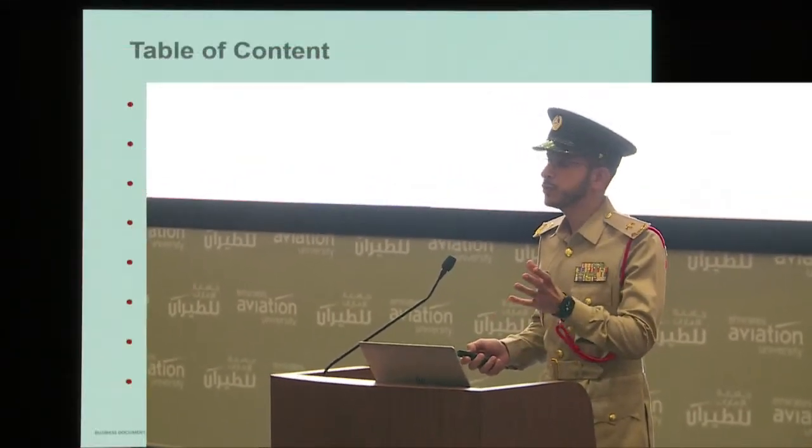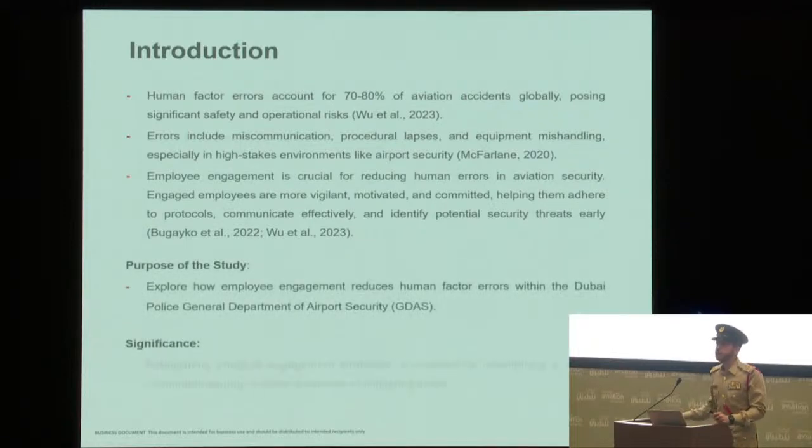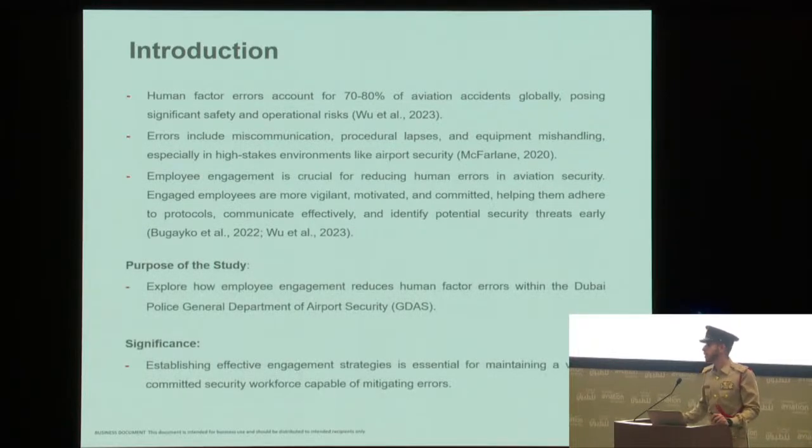So it's the impact of employee engagement in reducing human factor error. We took a few ideas from different kinds of studies and we tried to implement them in the aviation industry. As you know, human factor error results in 70 to 80% of issues happening in the aviation industry, whether it's security-wise, safety, or maintenance. So there was a literature gap when it comes to putting employee engagement and the methodologies that implement it in a way that could reduce human factor errors.